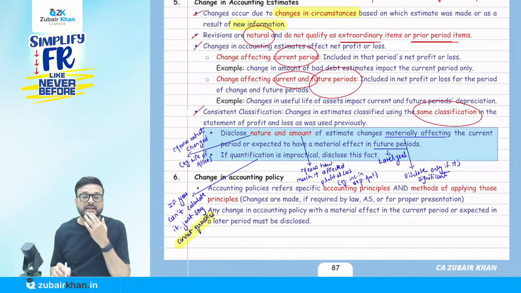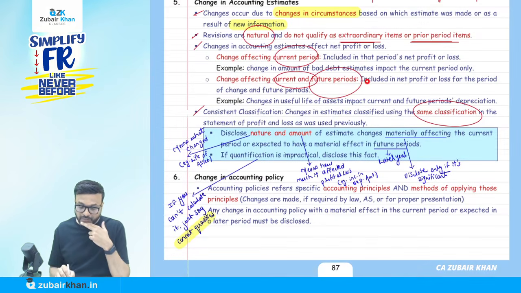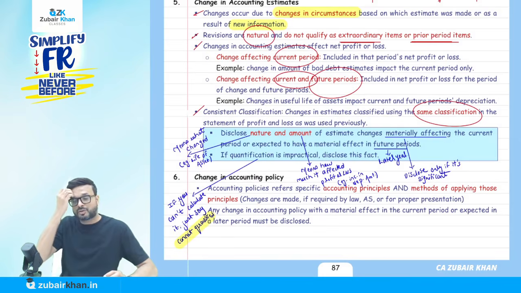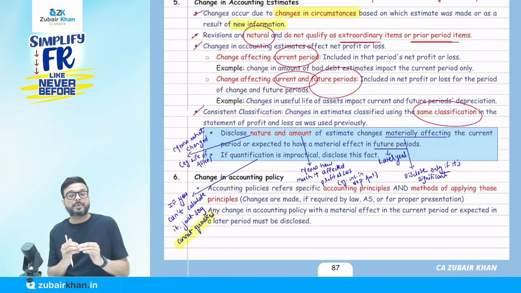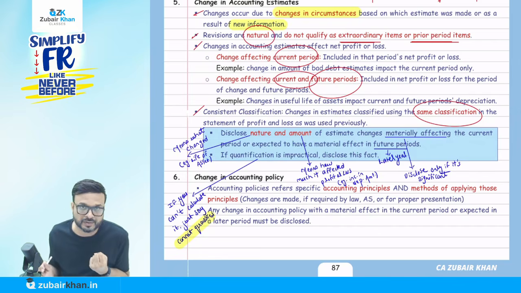Then it says a change in accounting estimate might affect my current year profit, as I said in the case of a change in estimate for bad debt. Actual bad debt might be different, so the amount gets affected in profit or loss. Or it might be that the current year as well as future periods are also going to be affected. I'm saying this in terms of the profit and loss account.